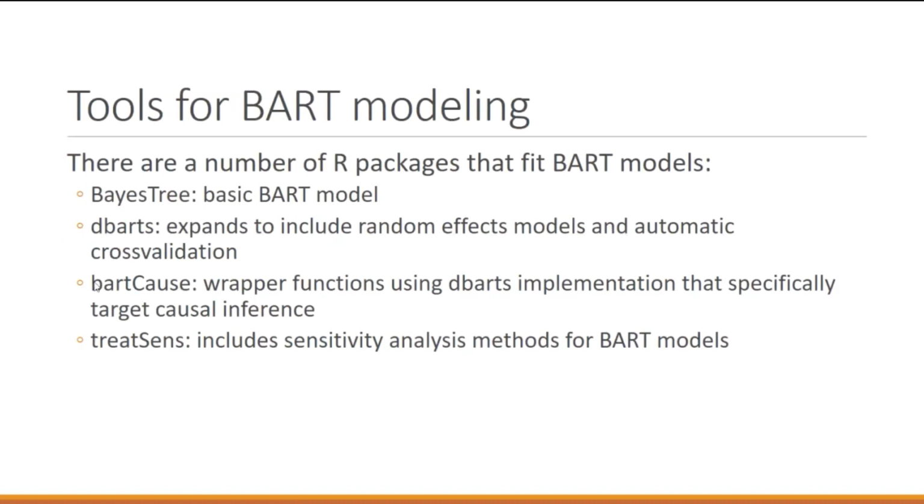Jennifer Hill and Vincent Dorie have developed bartCause, which depends on dbarts, but implements functions specifically for causal inference. So you can tell it that I want to know the effect of this particular treatment, and it will take all of the steps that I've been talking about and give you, say, posterior distributions of that treatment effect. And then there's also treatSens, which is usually available, although I have to fix a thing for CRAN right now. That includes sensitivity analysis methods for BART models.